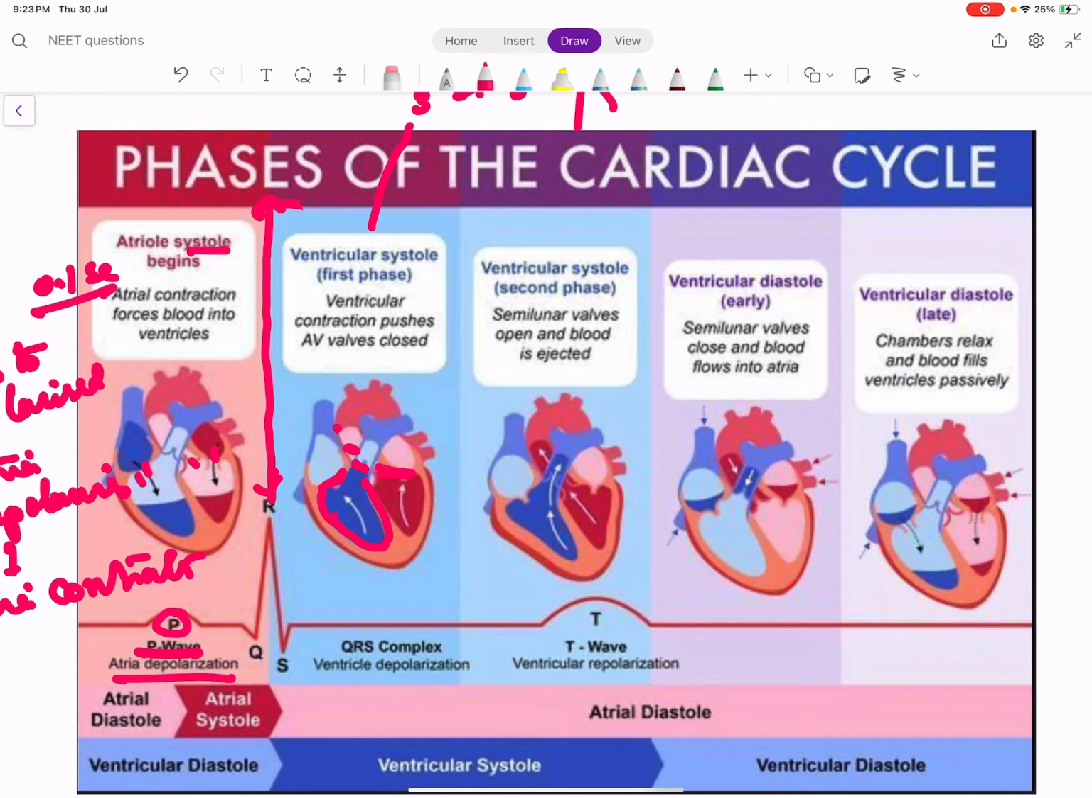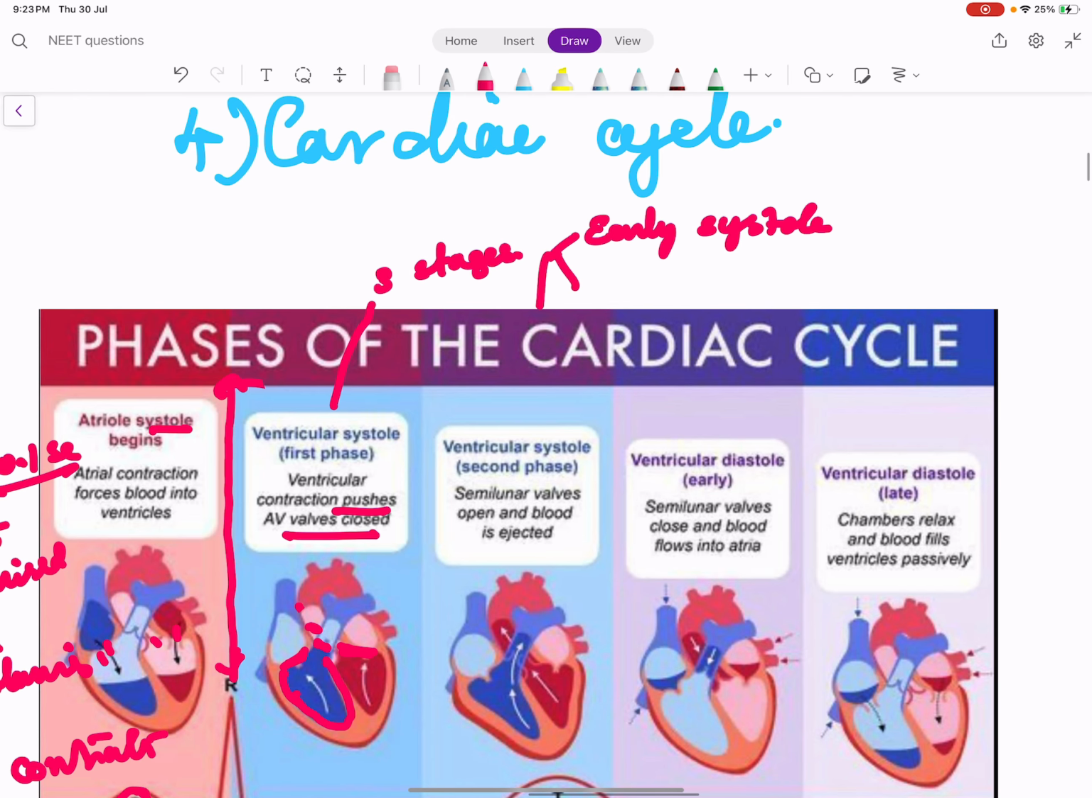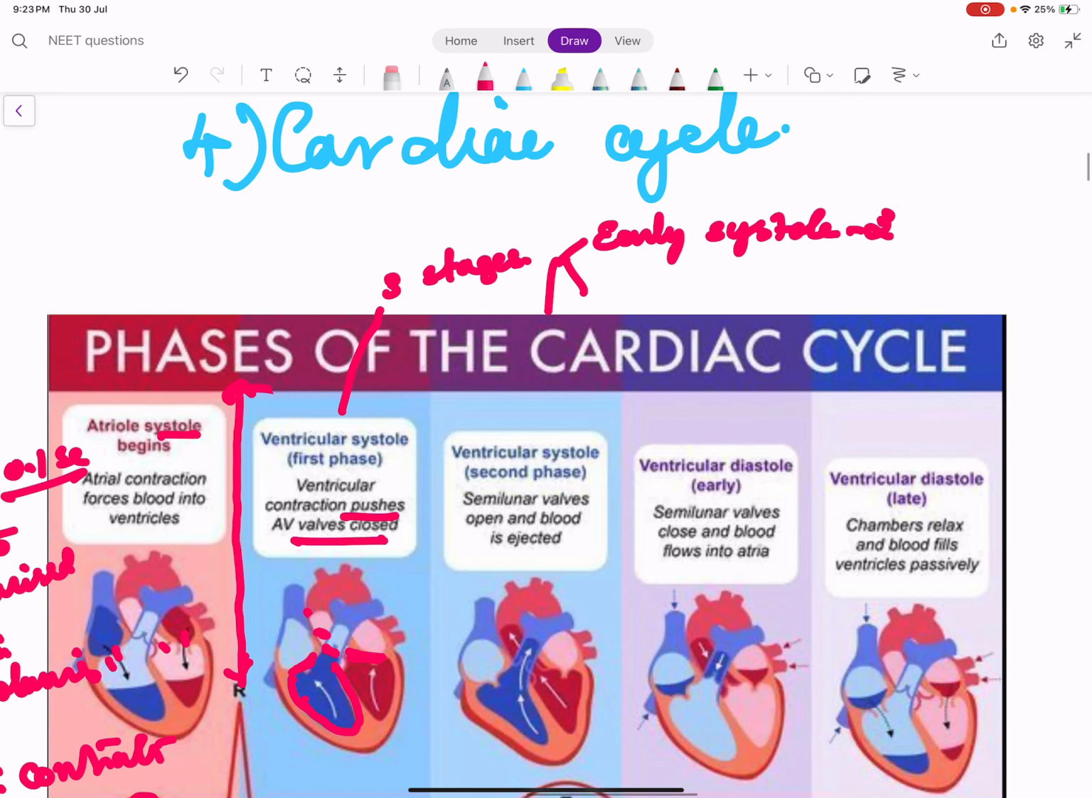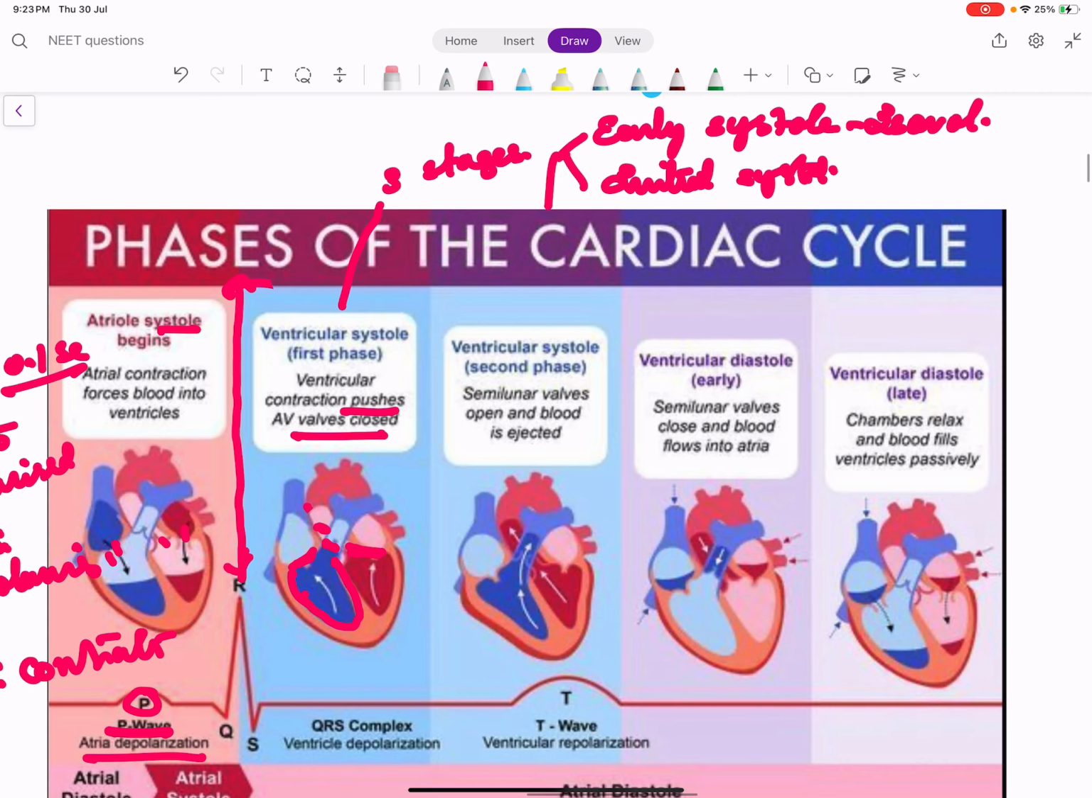Following this, what happens? Because of raised pressure, the ventricle pushes open the semilunar valves and blood rushes from the ventricle to the aorta or the pulmonary artery. So that's what happens in early systole. So we have isovolumetric contraction, then the initial systolic phase and the late systole phase. So first phase, second phase, that's what is given.